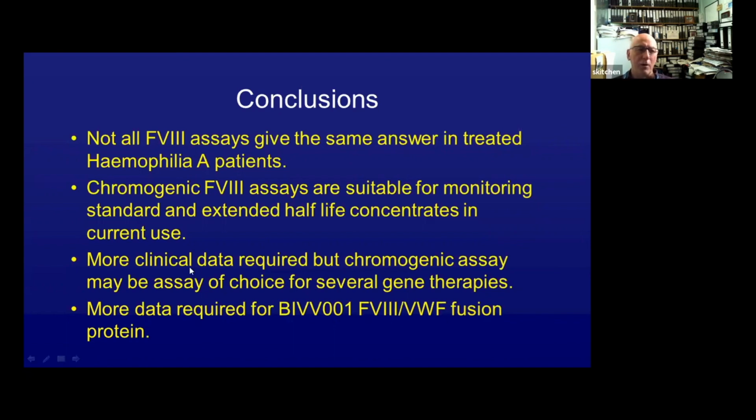I think we do need some more clinical data for some products, as I've mentioned, including, for instance, some of the gene therapies, but it looks increasingly as though the chromogenic factor VIII assay may well be the assay of choice even in this setting, and we need more data in relation to other modified forms of factor VIII that will likely be available in future.